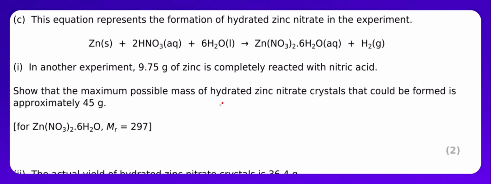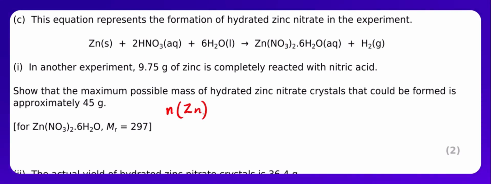So for you to get the maximum possible mass, remember maximum possible mass, you can use your stoichiometric equation, use the mole ratios, and that is it. So what do we need to do? So the first thing that we need to do is to actually get the number of moles of zinc, which we can do here. So we can say the number of moles of zinc.